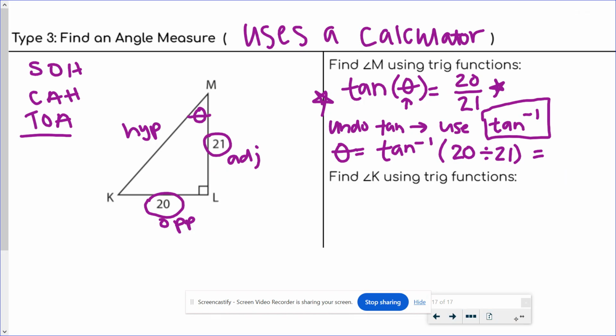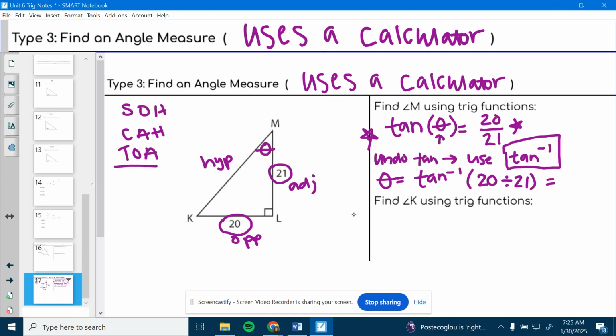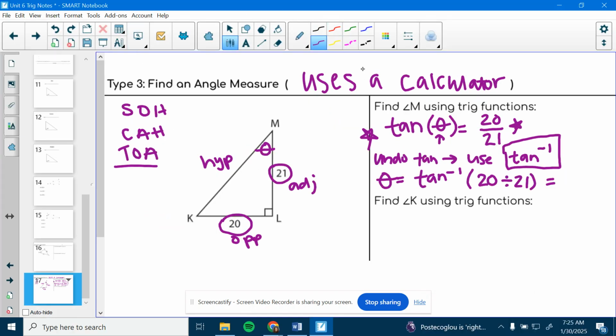Now, we got to solve it. Oh my goodness. So when I typed it in my calculator, the inverse tan of 20 divided by 21 is 43.6 degrees. So that would be my answer, 43.6 degrees for that angle.